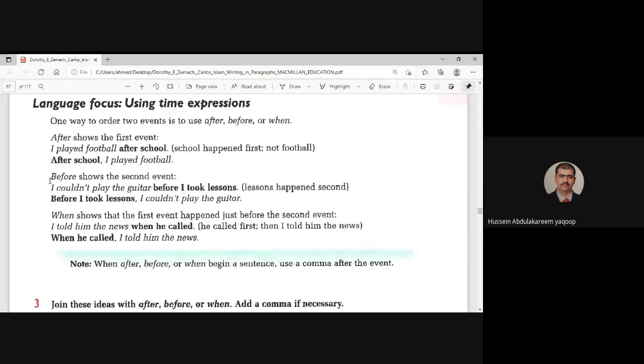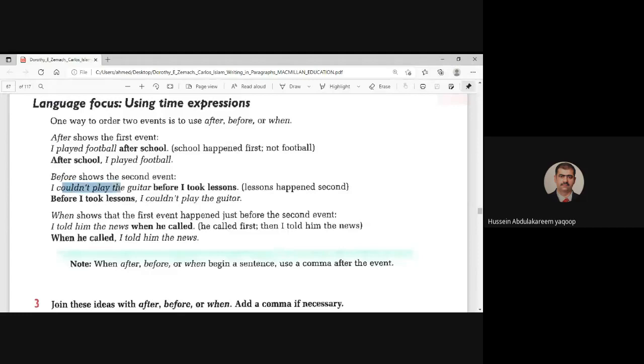What about before? Before is just the opposite. When we use before, we keep in mind that the second event should follow. So using before is the opposite of after. With after we write the first event. With before we write the second event. I couldn't play the guitar before I took lessons. So lessons here talk about the second happening or the second event.